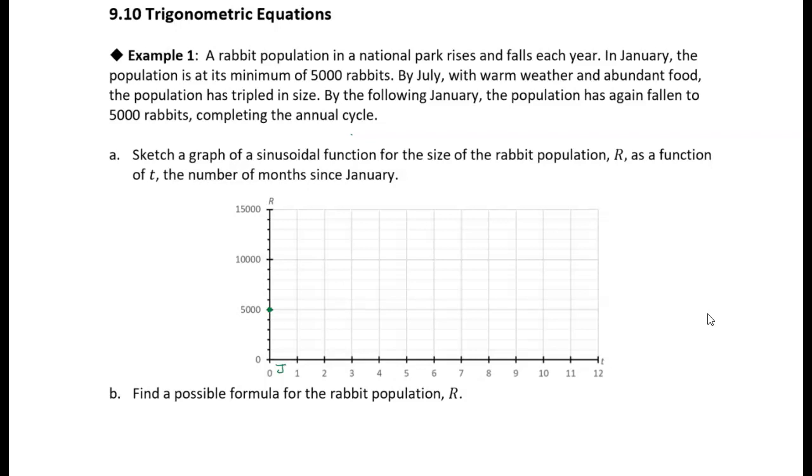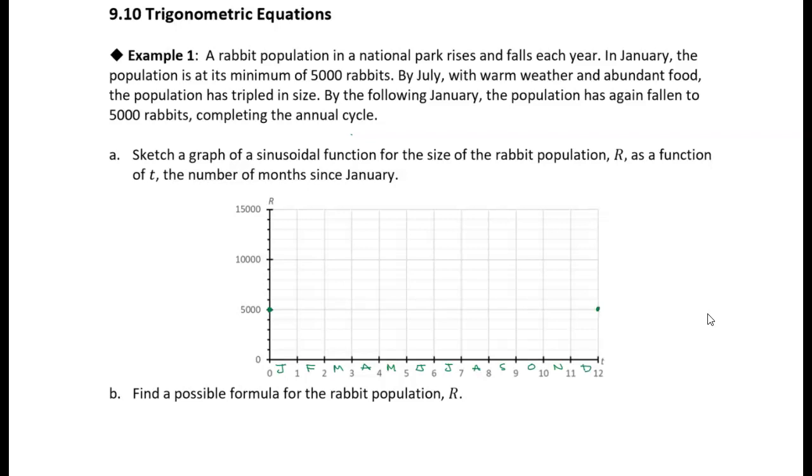Okay, and then let's go ahead and mark across the bottom so we know what month we're working in. So if that's January, then this is February. This is March, April, May, June, July, August, September, October, November, and December. Okay. And yeah, we could actually mark that point too. At the end of December, going to the next January, we're back down at 5,000.